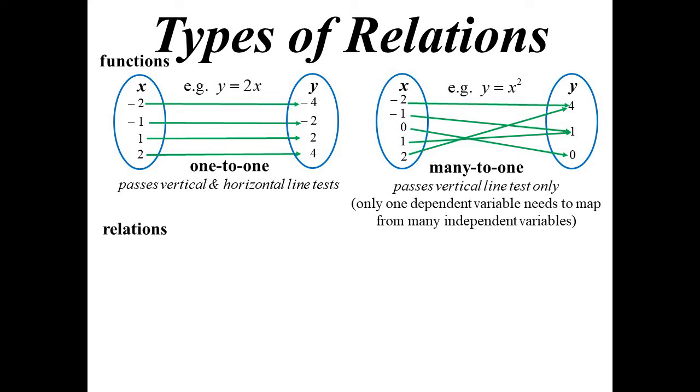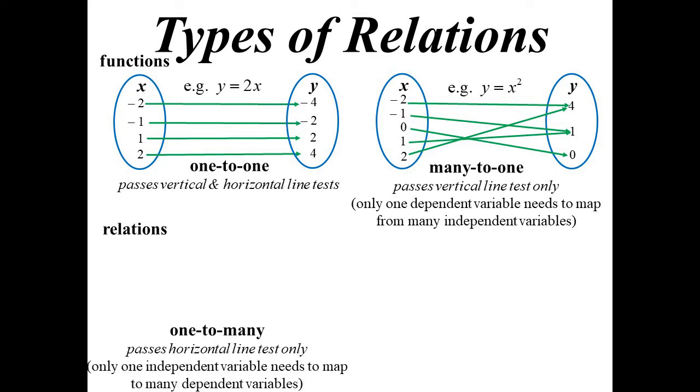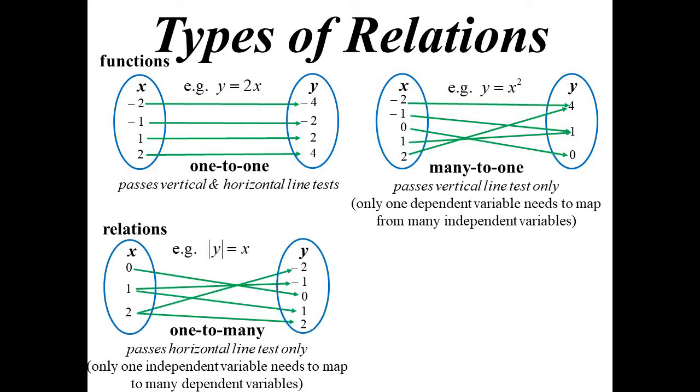Then the relations. These are the ones that would fail the vertical line test. So if it passes the horizontal one only, then it's sort of the reverse of what we just looked at. Instead of being many to one, it would be one to many. It's going back the other way around. So when we do the mapping, that's what we see. The number 2 has 2 coming from it, but in the y values, each is only coming from one number.